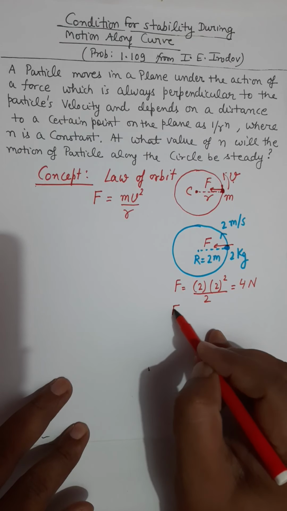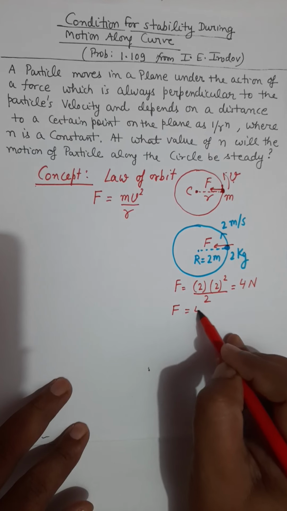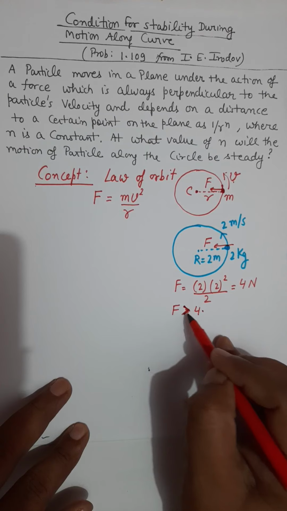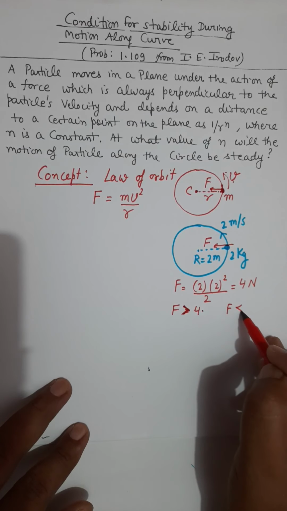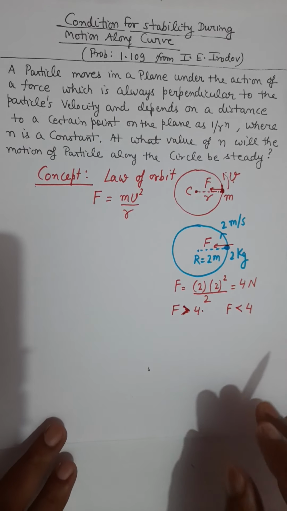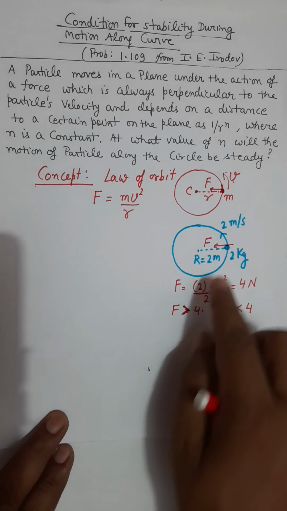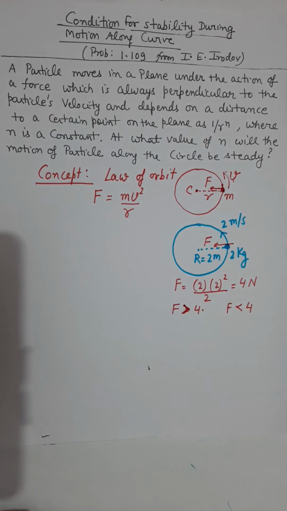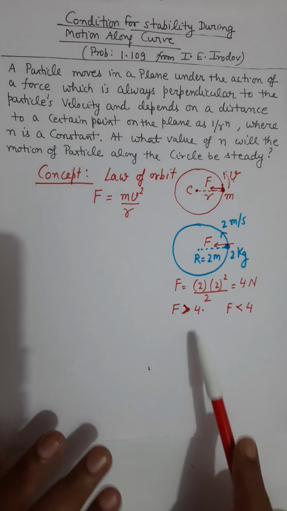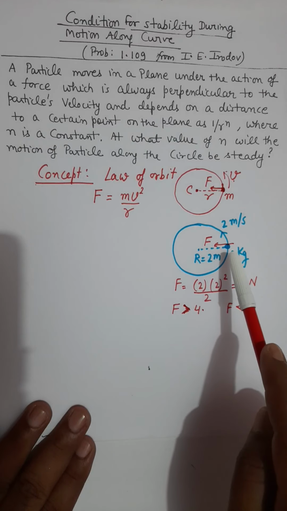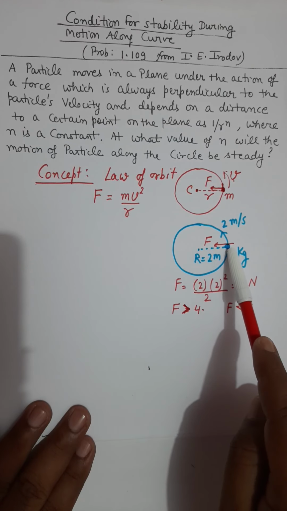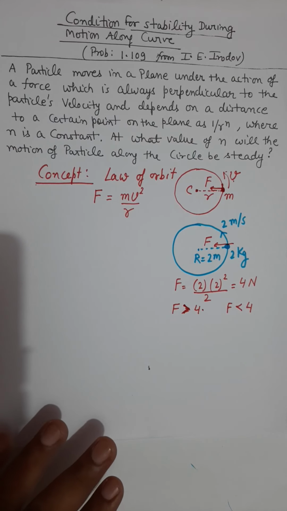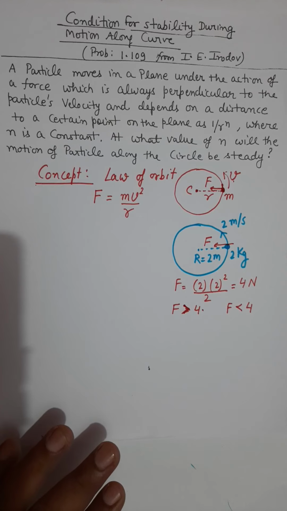Think what will happen if you apply a force which is more than 4, let's say 4.1, or a force which is less than 4. In both cases, the particle cannot move in a circle of the specified radius. It will move on a curved path, but obviously that curved path will not be the circle which we are expecting.